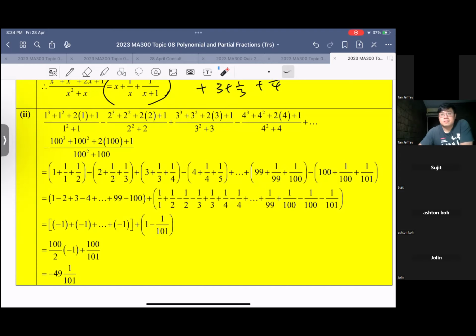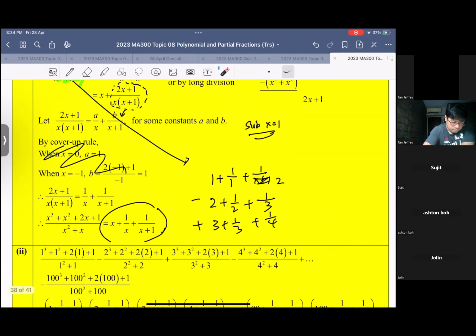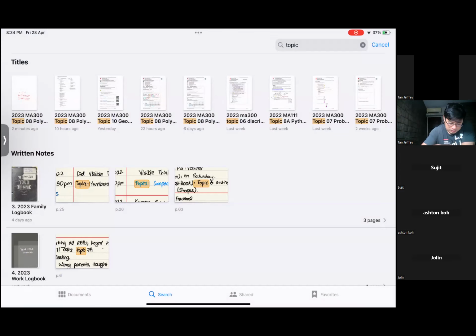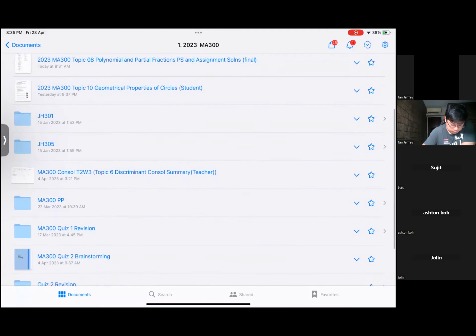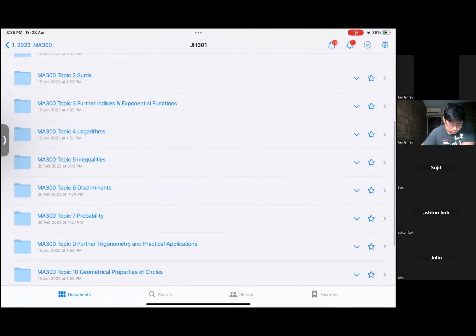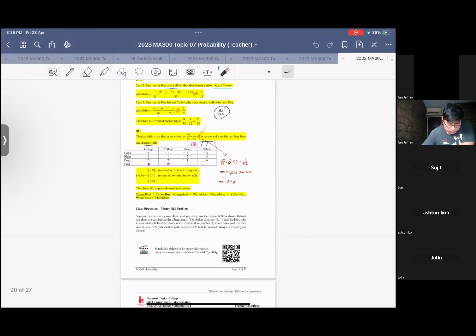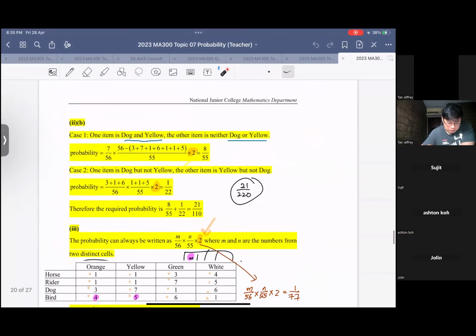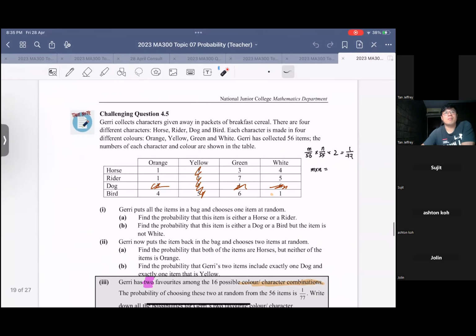Mr. Tan, one more question. Would you mind going over the challenging question for the probability from part two onwards? Challenging, topic 7 notes? Yes, topic 7 notes. This one. Yes, from part 2 onwards.